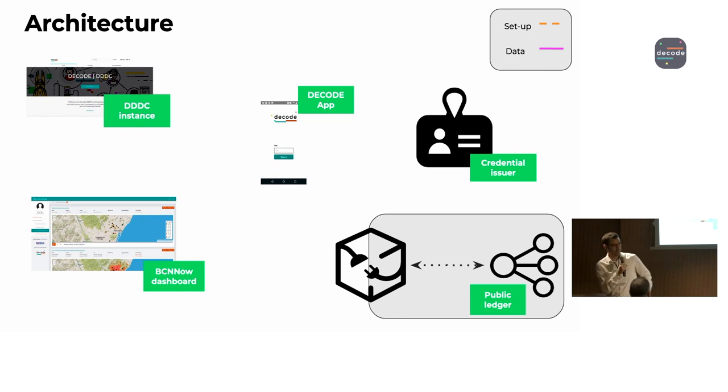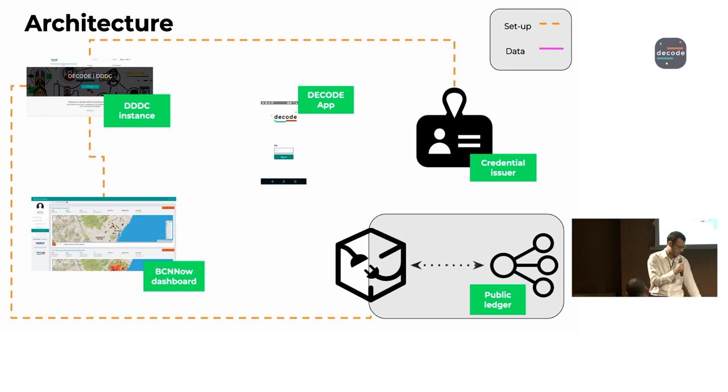So let's put the five actors in the slide and let's try to see the steps that follow the signature of a petition. The first step, of course, is that someone who wants to create a petition has to go to the DDC instance, the digital platform, and set up this petition. First of all, you have to communicate with the credential issuer to tell them, okay, I will create a petition. So anyone who asks, I want to sign this petition, you will have to validate if she is able to sign it, and you will have to give her a credential. Then you also have to set up in Barcelona Now the dashboard of the results. And finally, you have to set up the petition API that will be used to communicate with the public ledger where all the signatures will be stored.